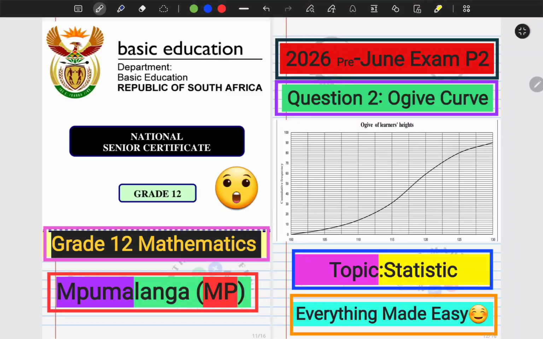This edition, we're still looking at grade 12 mathematics. In this edition, we're looking at the 2026 pre-June exam paper 2. We're looking at question 2 of the Mpumalanga paper. Question 2 is focused on statistics, more specifically group data. We'll look at an interpretation of the Ogive curve. So let's go ahead and have a look.